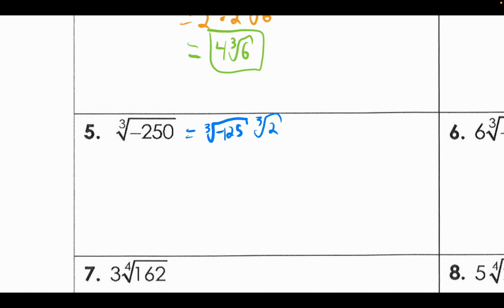Now, when the cube root is negative, we still want to simplify the negative out by doing the perfect cube and making the perfect cube the negative one. Because technically 125 times negative 2 would still be negative 250, but we want to make sure our perfect cube is the one that is negative, so that we are simplifying the negative out of the radical. We want the inside of the radical, the radicand, to end up positive. So the cube root of negative 125 is just negative 5, and so we get negative 5 times the cube root of 2.